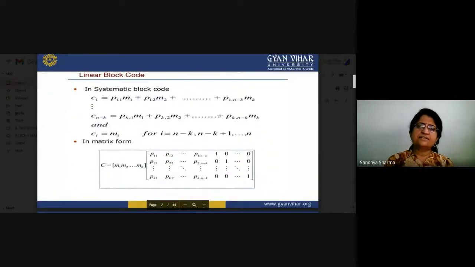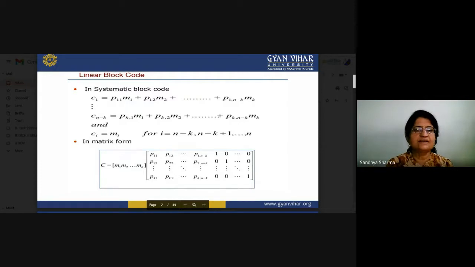Now we can see this in terms of matrix form. Suppose you have a unit matrix, so how can you represent it? Suppose you have m1, m2, mk. Now what will happen here? How can you represent your data? If you are talking about the code word, how will your code word be represented?